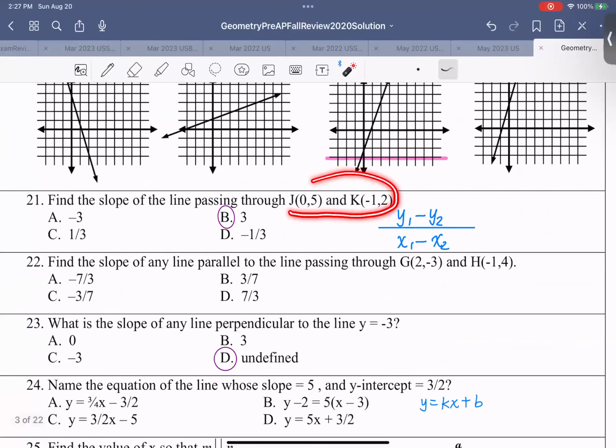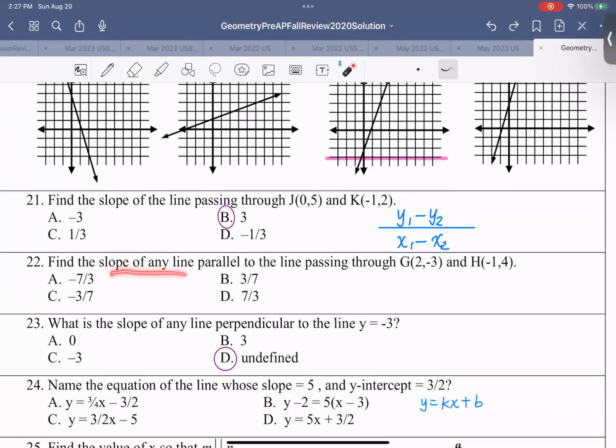Slope calculation. You do y2 minus y1 over x2 minus x1. Some people put this wrong. You can do y2 minus y1, then x2 minus x1. It's fine. As long as you are consistent, as long as your y is on the top and x is on the denominator, totally fine.